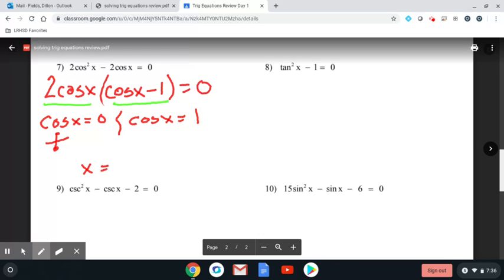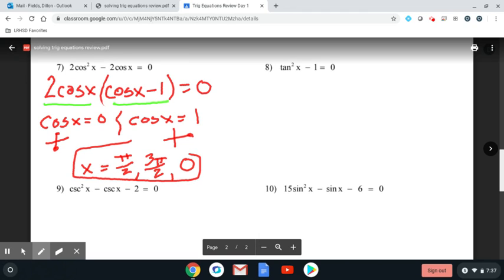So just from that left side, 2 of our answers are going to be pi over 2 and 3 pi over 2. If I look at my right side, I have cosine x is equal to positive 1. If we think about where x is a positive 1, there's only one value, and that's your positive x-axis, which is our angle measure of 0. So in this case, our 3 answers are going to be pi over 2, 3 pi over 2, and 0.